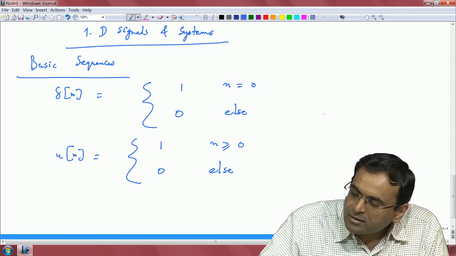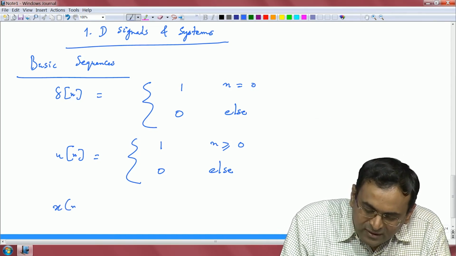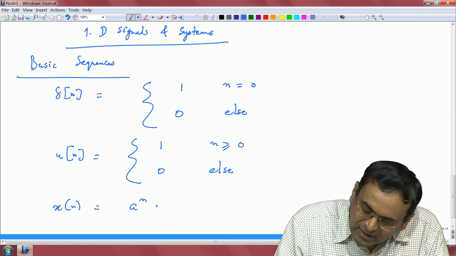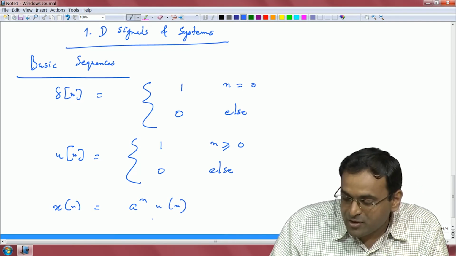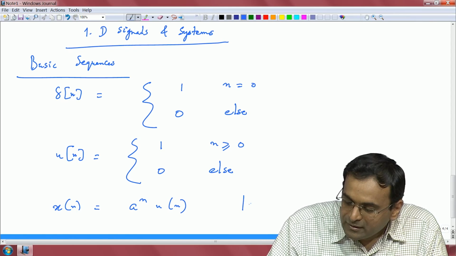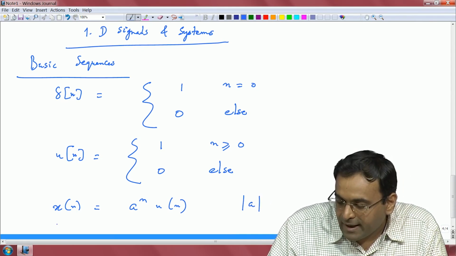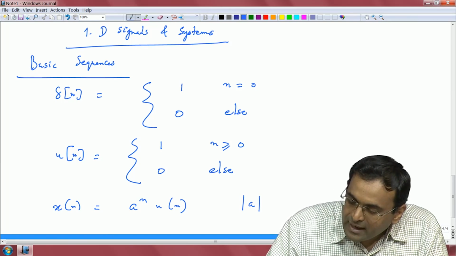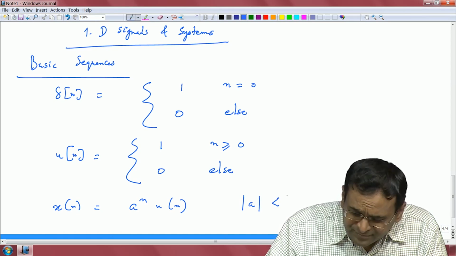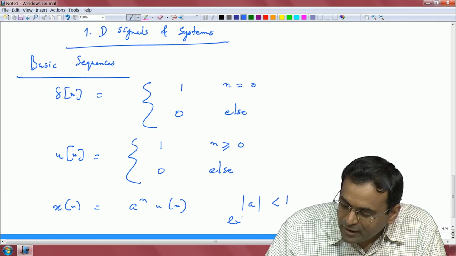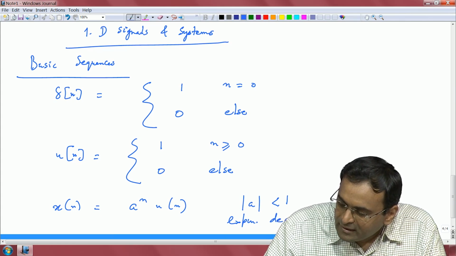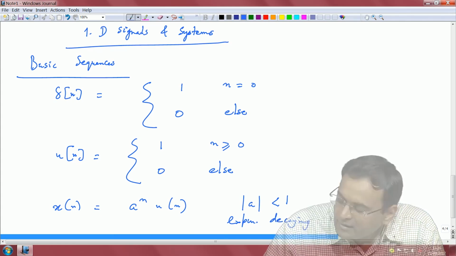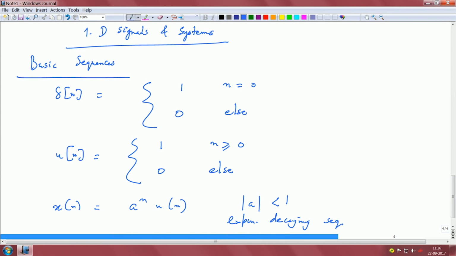and we can think about other sequences such as exponential sequences. If, say, x of n is a power n u of n, where u of n is this unit step sequence, and if modulus of a is less than 1, it is an exponentially decaying sequence. You may encounter many sequences.